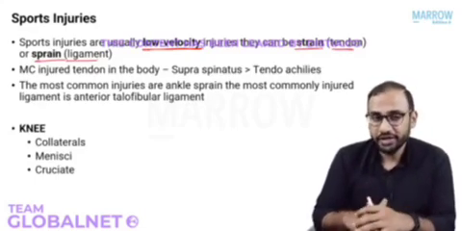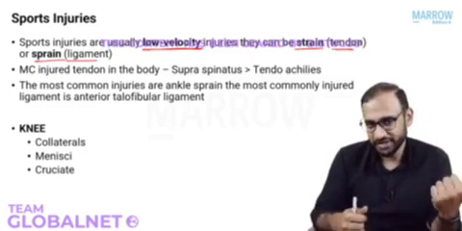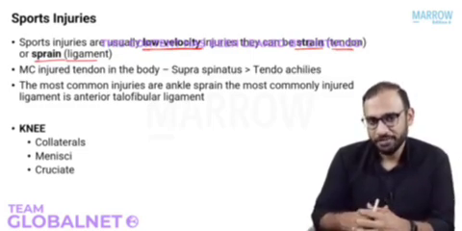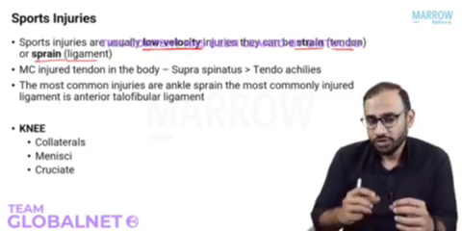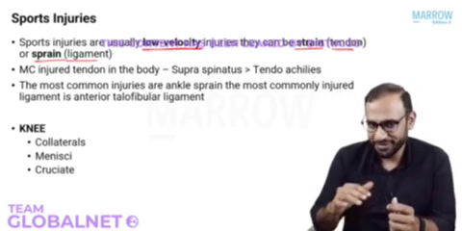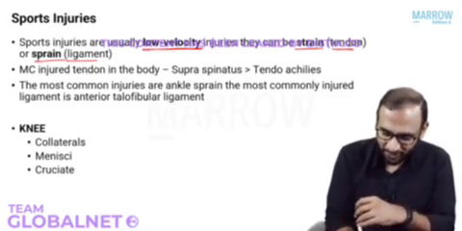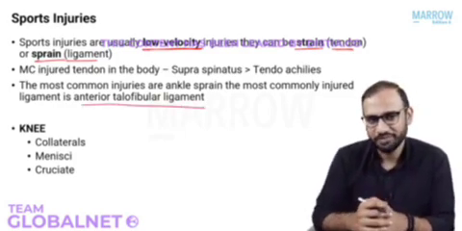The most commonly injured tendon in your body is obviously the supraspinatus, followed by the tendo Achillis, which we have already discussed in upper limb rotator cuff injuries. Now, ligaments: the most commonly injured ligament in your body, and most of you have injured it at least once in your life when you sprained your ankle, is the anterior talofibular ligament.